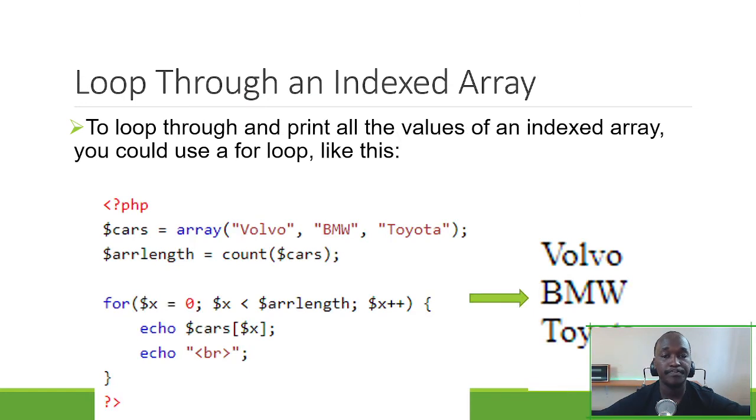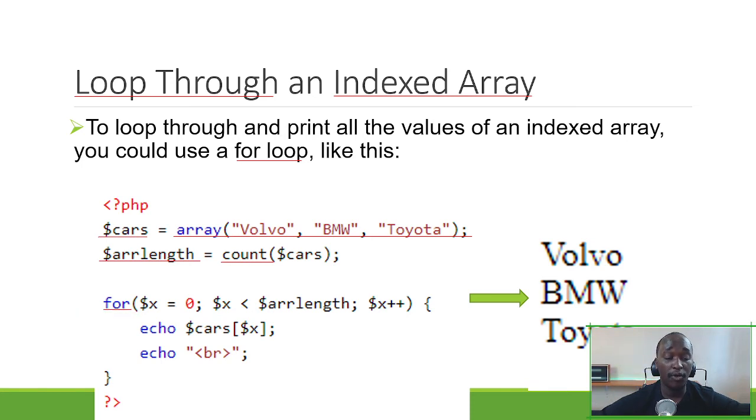Okay, so how do you loop through and display the values that have been saved in an indexed array? Normally we use the for loop for this. Here we are creating an array called cars, assigning it those 3 car brands, and then we are finding out the length of the array by using the count function.